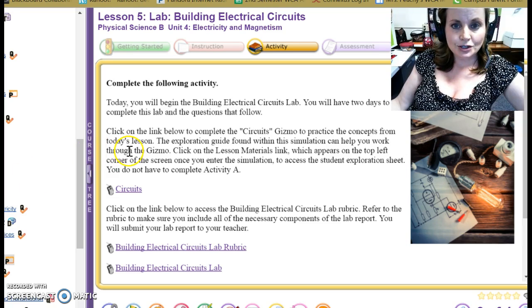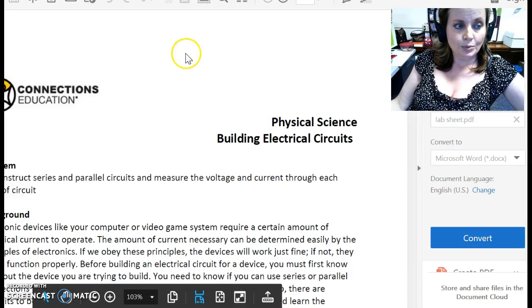I'd like to turn your attention to the screen below me here. As you can see, the lab is entitled Building Electrical Circuits, and we're just going to be following the lab as written. You do need to use a gizmo here in order to see what's going on. Ultimately, what you'll be turning into me is this bottom sheet, the Building Electrical Circuits lab sheet. So I can bring that one up here on the screen.